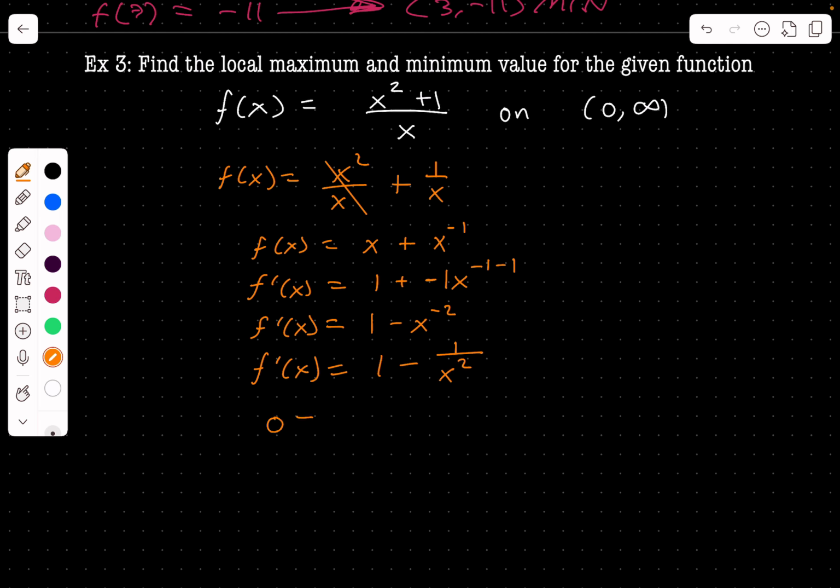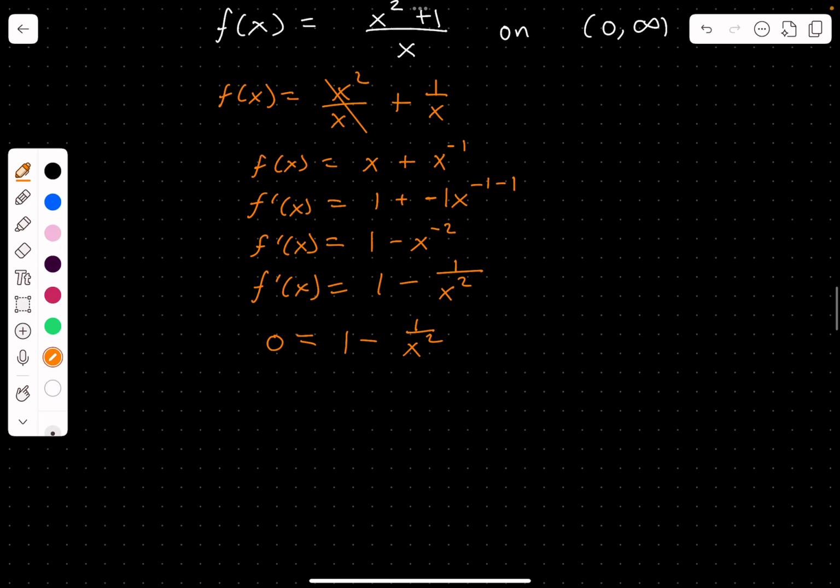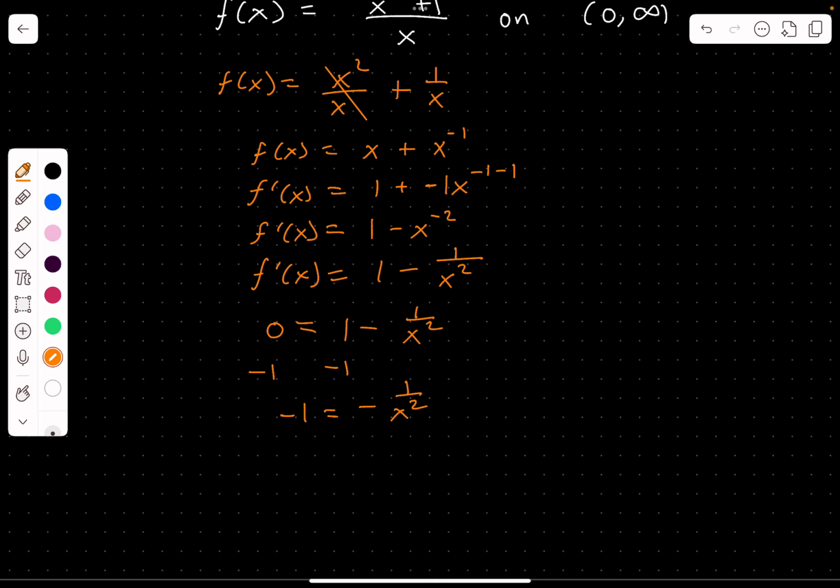We can now set it equal to 0. This is kind of a trip. Then just solve like normal for our x values. Negative 1, or minus 1 rather. Negative 1 equals negative 1 over x squared. Then you can do a number of things.